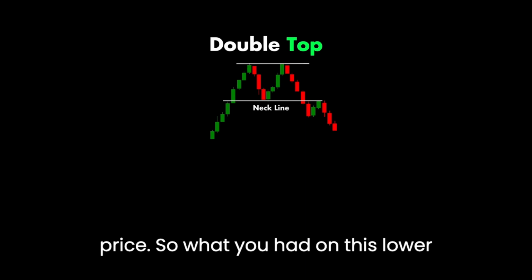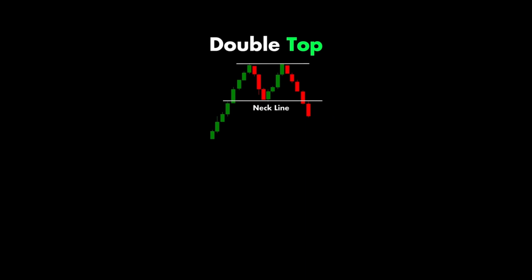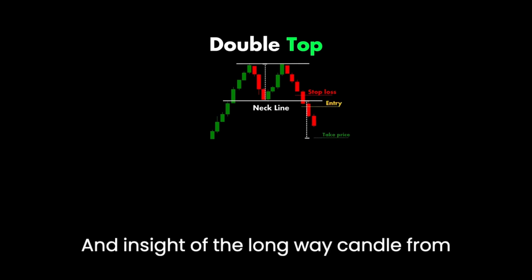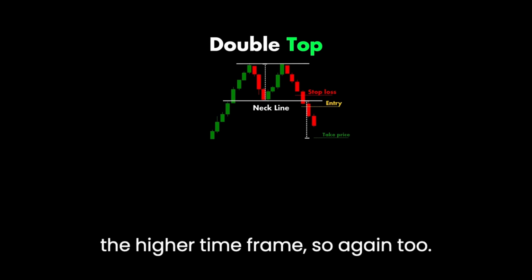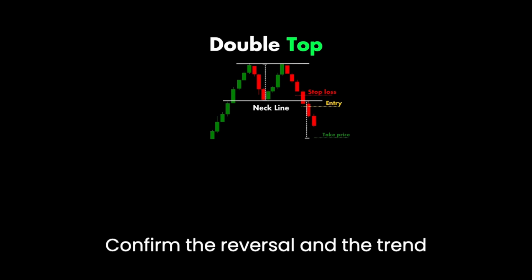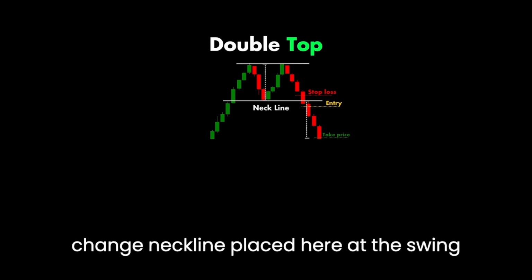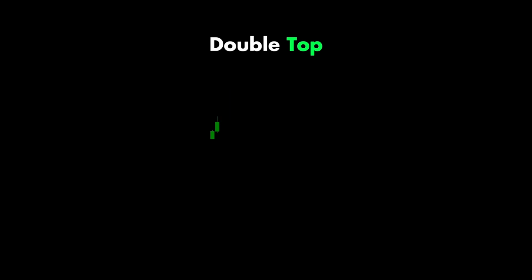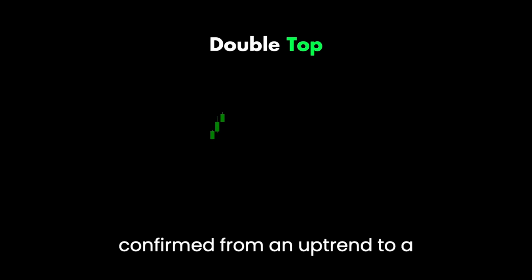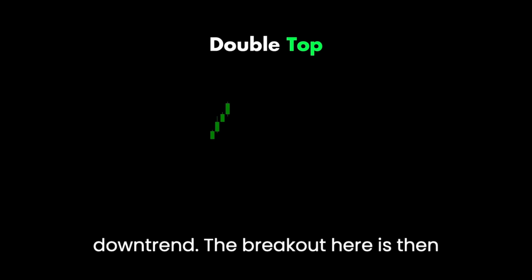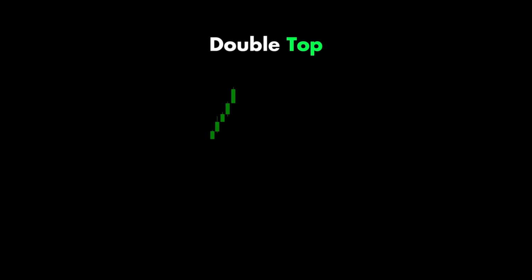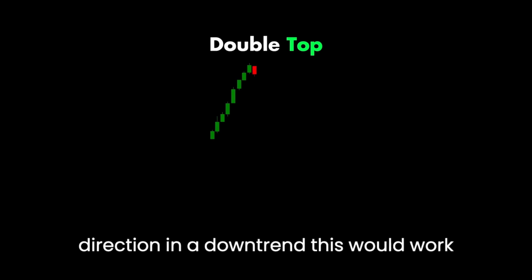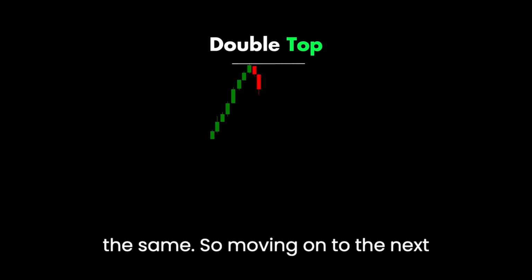So what you had on this lower time frame was a perfect double top pattern that formed right at the key level of resistance and inside of the long wick candle from the higher time frame. So again, to confirm the reversal and the trend change, neckline placed here at the swing low, and once price breaks the neckline and makes a lower low, your trend change is confirmed from an uptrend to a downtrend. The breakout here is then when you would go to the lower intraday time frames to take trade entries short. Now going in the opposite direction in a downtrend, this would work the same. So moving on to the next pattern.